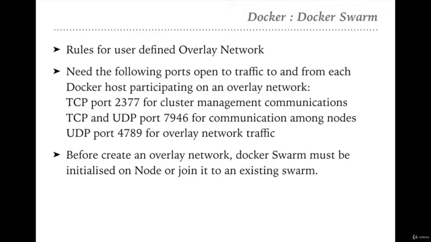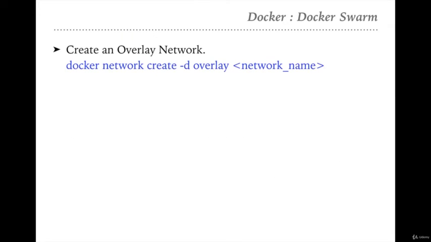The second condition is that before creating any overlay network, Docker Swarm must be initialized on the node, or the node must join an existing swarm, right? So these are the two primary conditions when we are defining the user defined overlay network.